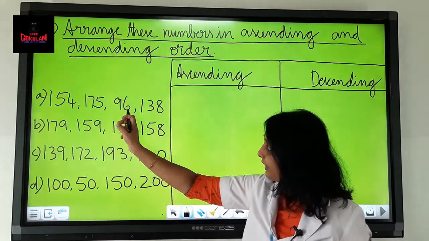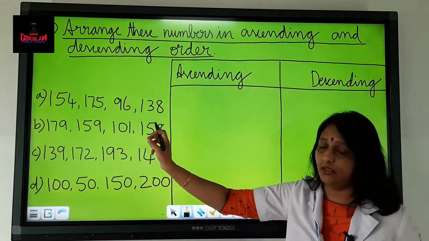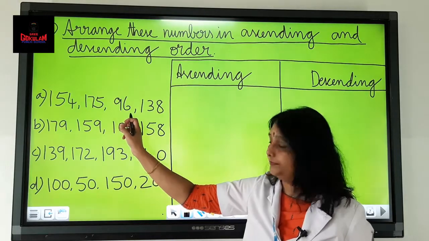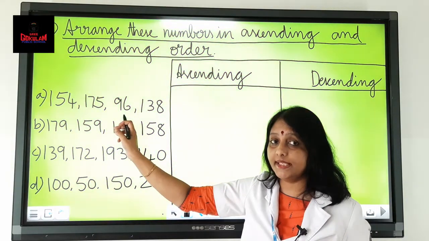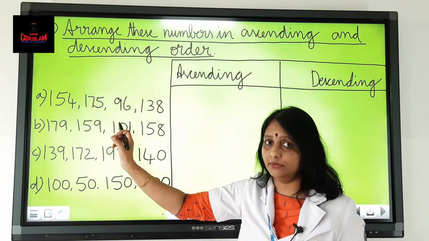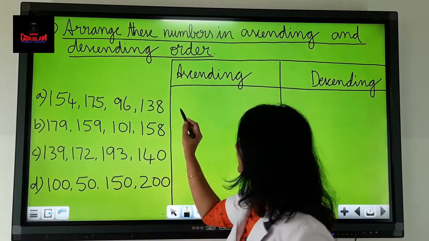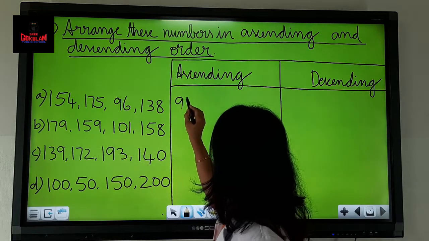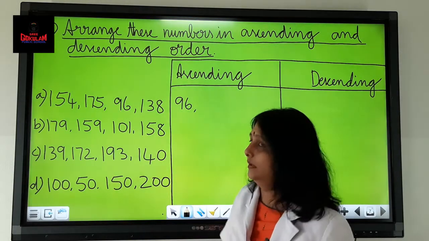4 numbers are given. So, let us find out the smallest among these. 154, 175, 96, 138. You see a 2-digit number here. Comparing 2-digit and 3-digit numbers, the 2-digit number will be the smallest one. So, the first number will be 96. Let me write 96.